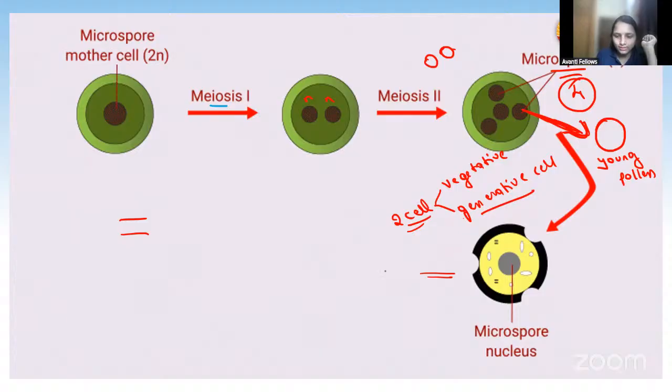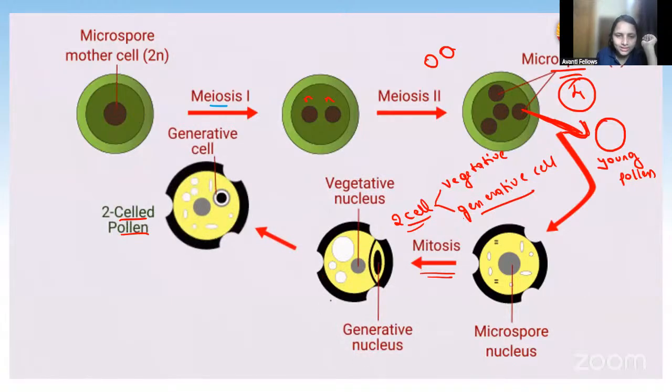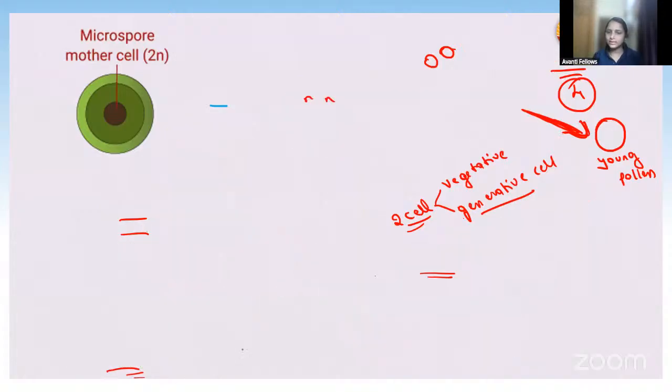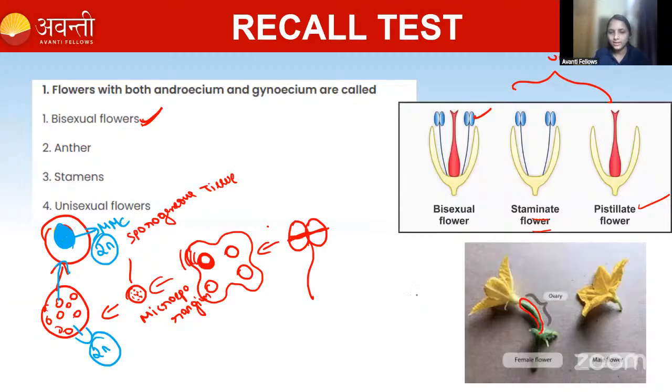So here, you can see this part. The generative cell is undergoing mitosis once again to give a three-celled pollen. In the three-celled pollen, we have two generative cells and one vegetative cell, right? We studied that. Here you can see 60% of angiosperms shed at the two-cell stage, and 40% at the three-celled stage. We studied this in the last class.